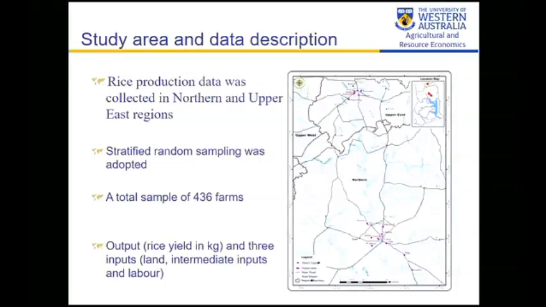All right. So what we do is that we now apply our models to a data set from Ghana, and we considered two regions. So we have the Upper East region and the Northern region. That's the map of Ghana. That is the expanded area of the selected regions. We used a total sample of 436 in our modeling. The output used in our estimation is rice output, and our inputs are labor, intermediate inputs, and land.